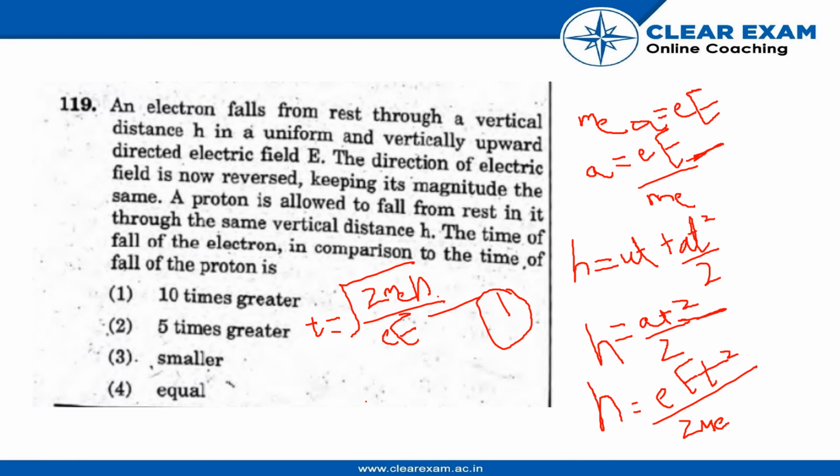So now proton takes the place of electron, and mass of proton is greater than mass of electron, but the magnitude of charge is same. So from equation 1, it is clear that t is proportional to root m. So the time taken by proton will be greater than time taken by electron. So our correct answer is this one, smaller. So answer 3. Thank you.